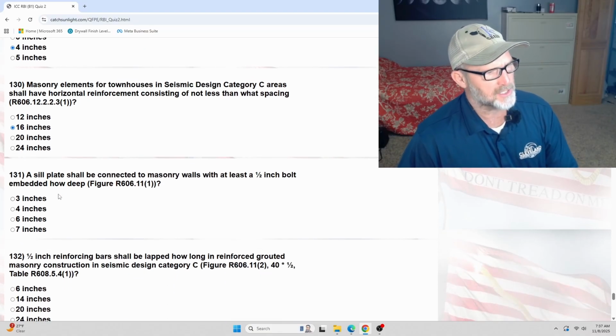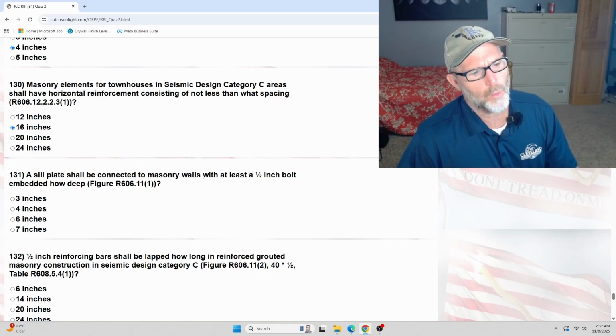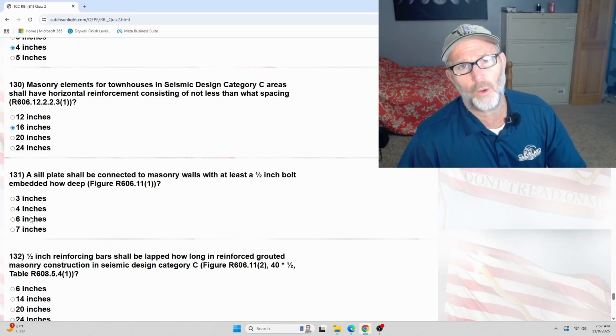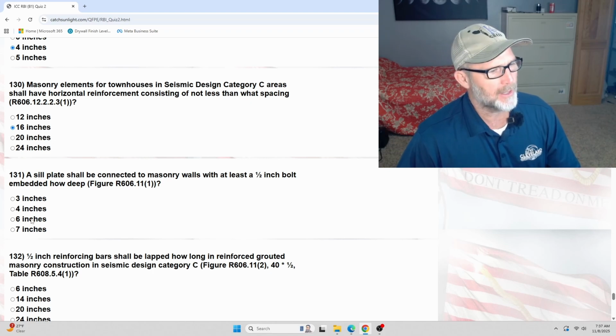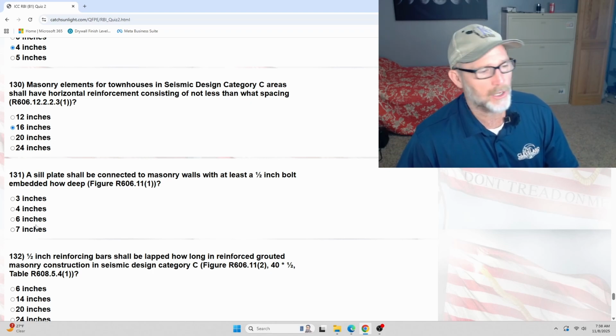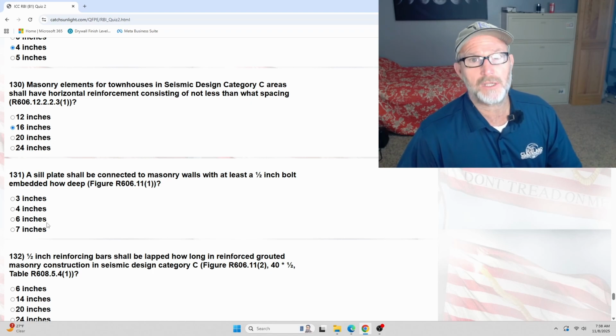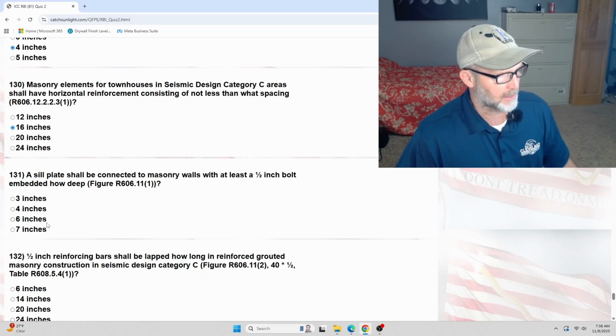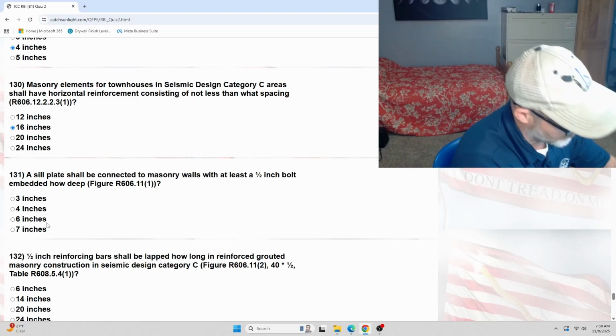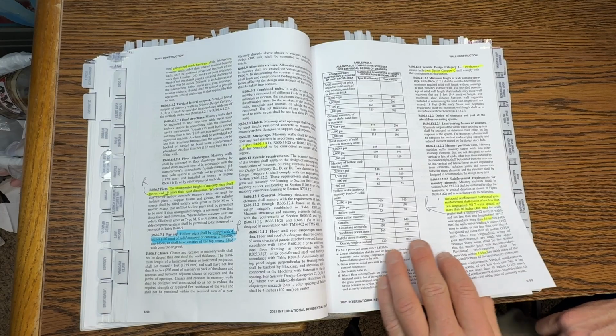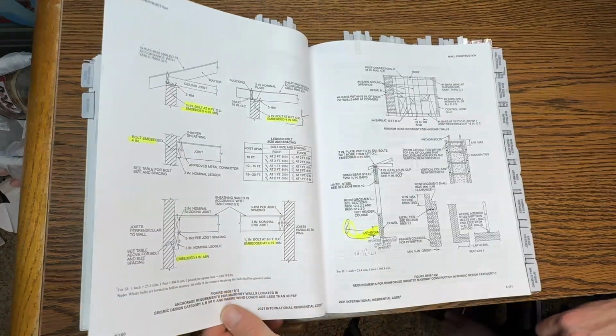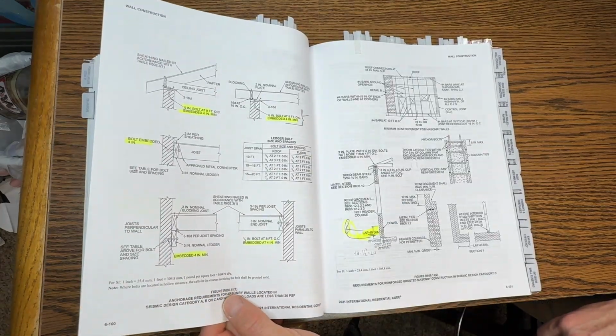All right, 131. A sill plate shall be connected to masonry walls with at least a 1/2 inch bolt embedded how deep? Now, I mentioned before in the other video, the part 2 video, I mentioned 7 inches for embedding in concrete. Masonry walls, a little bit different. So let's go ahead and look at this. Let's read the reference, 606.11, parenthesis 1. So figure 606.11, parenthesis 1 right here.